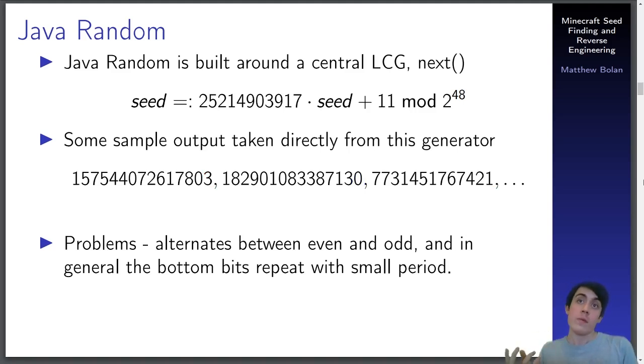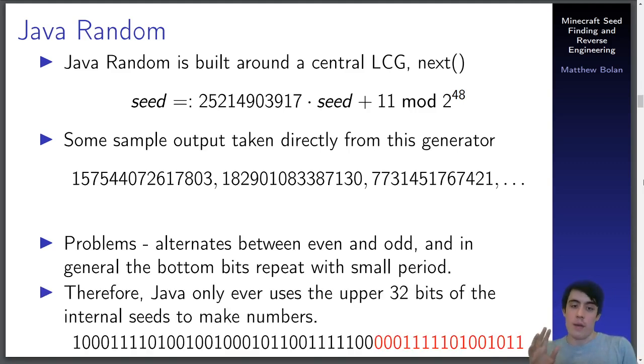And in general, it's not just even or odd, but it's also the remainder mod 4, the remainder mod 8. That is to say, if you write these numbers out in binary in base 2, just the bottom bits tend to repeat, with a much smaller cycle than the large bits.